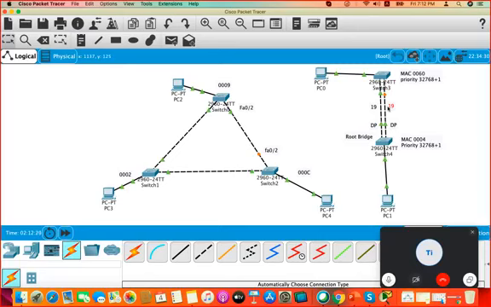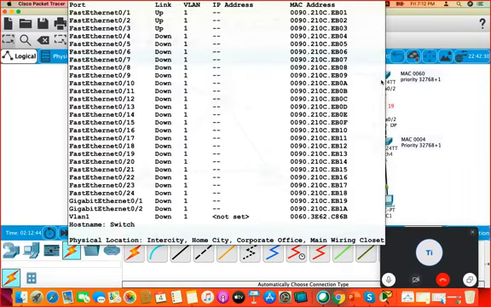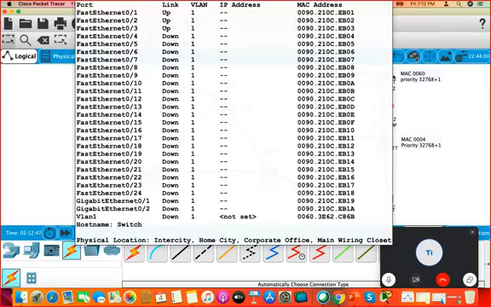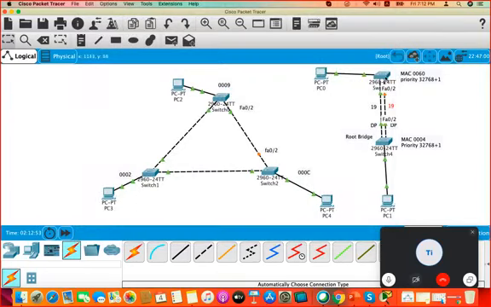The second criterion is the lowest bridge ID. Now we have only one switch, so we cannot compare with a connected switch, correct? The third criterion is the lowest port priority value. Lowest port priority value. Let me check the port number. One minute.